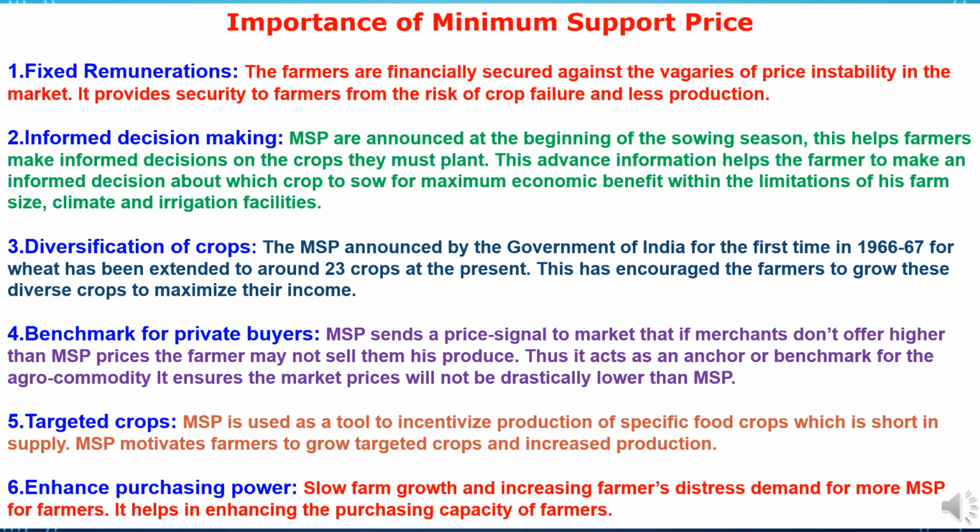Fifth is targeted crops. MSP is used as a tool to incentivize production of specific food crops which are in short supply. MSP motivates farmers to grow targeted crops and increase production. Sixth importance is enhancing purchasing power. Slow farm growth and increasing farmers' distress demand for more MSP for farmers. It helps in enhancing the purchasing capacity of farmers.